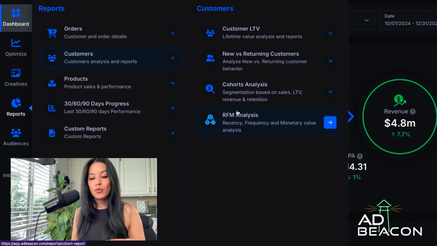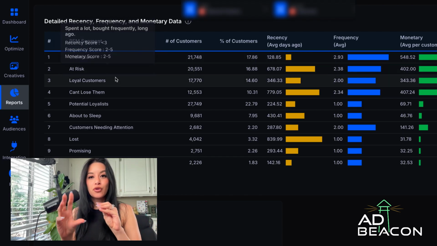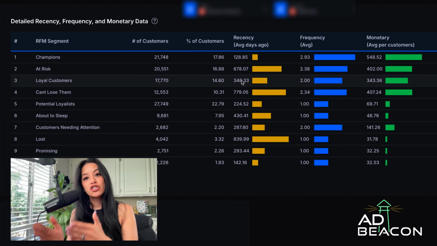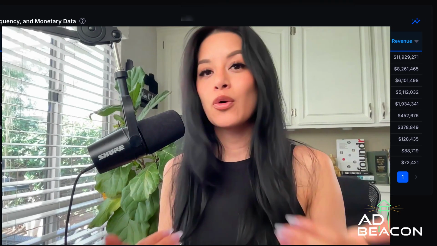Now, the first phase is one of my favorites because it's so easy, and let's get nerdy with it. First phase is RFM. The minute you start with AdBeacon, we start to analyze all of your customers and see if they're the best customers, if they're the worst customers, because how you speak to certain customers in certain channels is essential to reducing that cost per acquisition. And what do I mean by that?